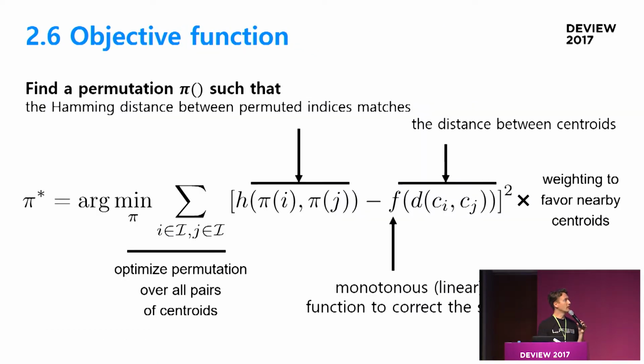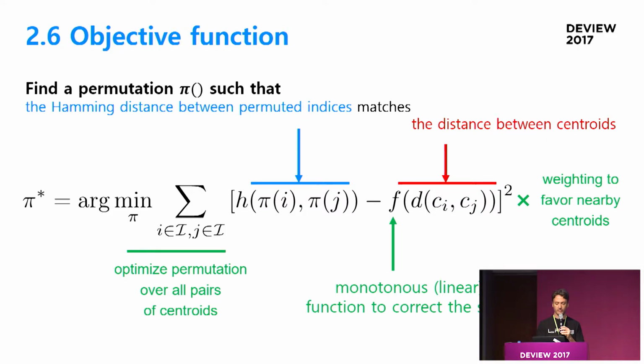Now the question is, how do we learn a permutation such that the Hamming distance between indices reflects the distance between the centroids? We do so by optimizing this function. So we learn a permutation of the indices such that the Hamming distance between two permuted indices approximates the distance d between two centroids Ci and Cj. And of course, this is optimized over all pairs of centroids.